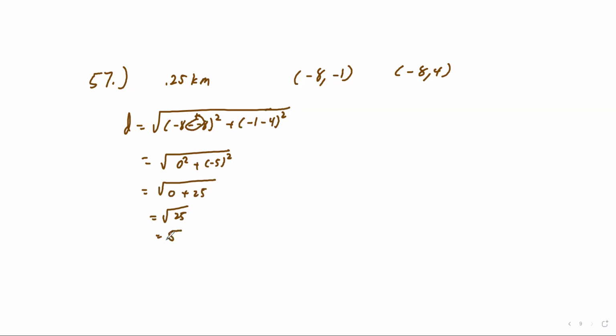5 is not the answer. Remember, each unit represents 0.25 kilometers. So I got to then take this result and multiply it to the 0.25, which gives us 1.25 kilometers. So from the Eiffel Tower to the Arc de Triomphe, it is 1.25 kilometers as the way the crow flies. So you don't have to worry about bridges or roadways, a straight path. All right. And so that's about as hard as those word problems got.